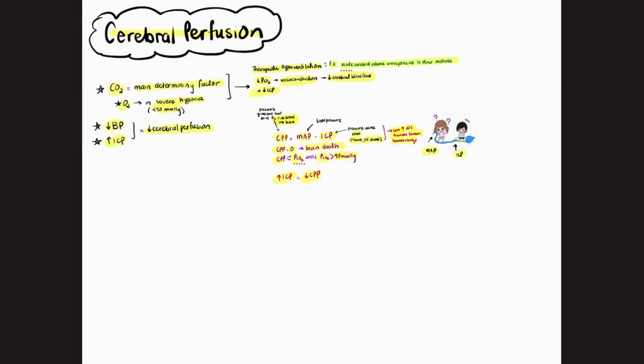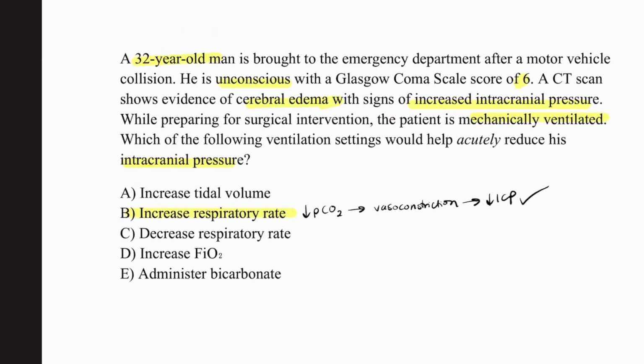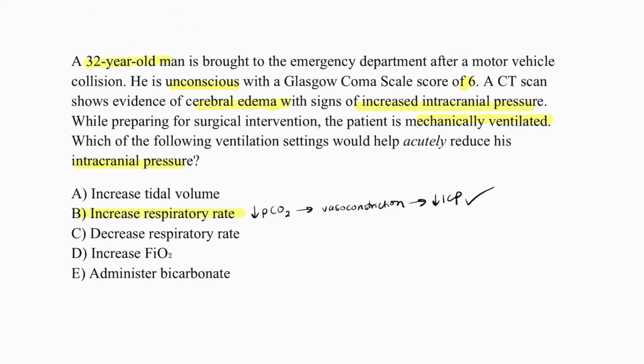So I hope this was helpful. This was a fairly short video, but again, it's a very simple concept and it's an easy point if you understand this on your test.